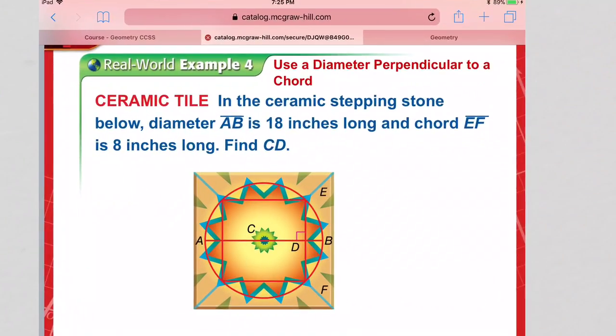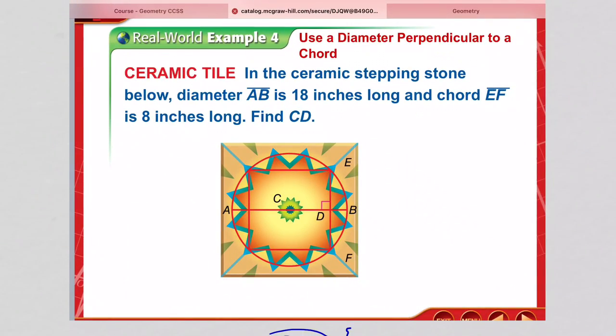Okay, so now we're going to use this in a different drawing. We see here that we have a ceramic stepping stone. The diameter is AB, and it's 18 inches long. We have a chord here, EF, which is perpendicular, and we know that it is 8 inches long. It wants us to find how far it is from the center, which is C, to D.